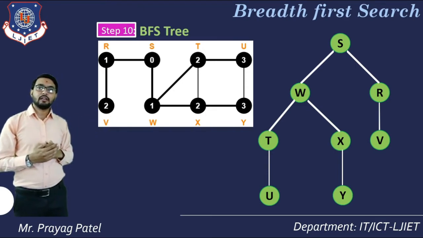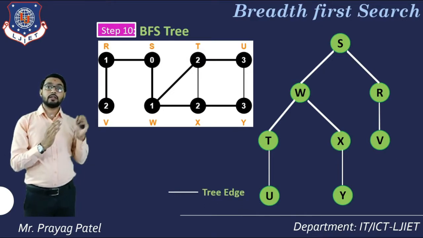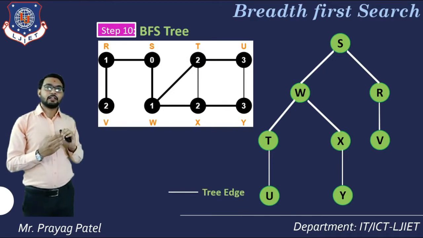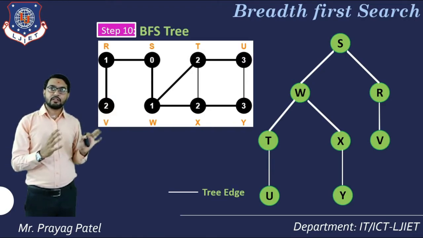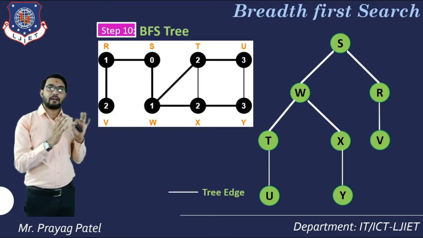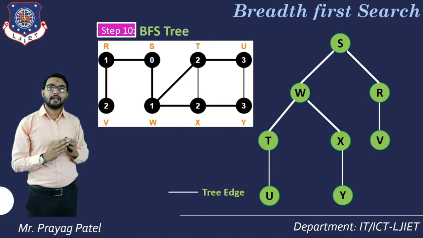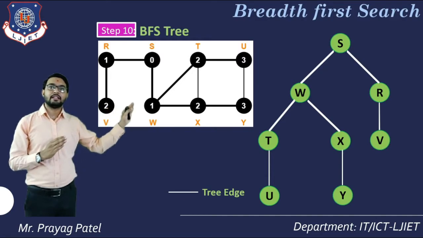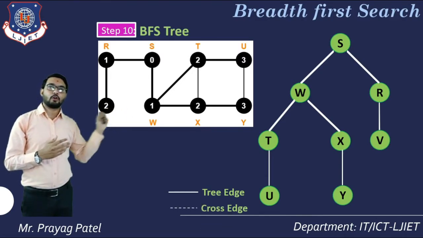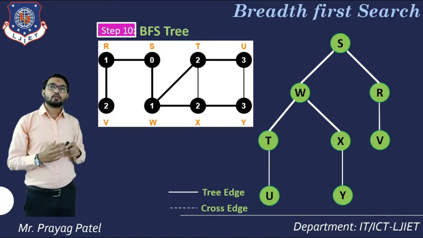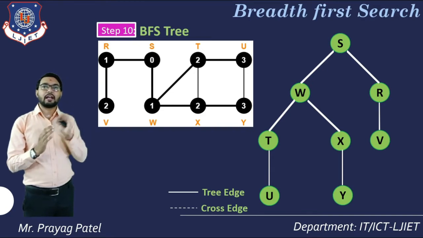Now the next step is the tree edge and cross edge. Tree edge means the edges along which we traverse the graph. So here the solid line is considered a tree edge in this tree. Now consider the cross edge as a dotted line. These are edges that are not covered in the tree but are given in the graph.